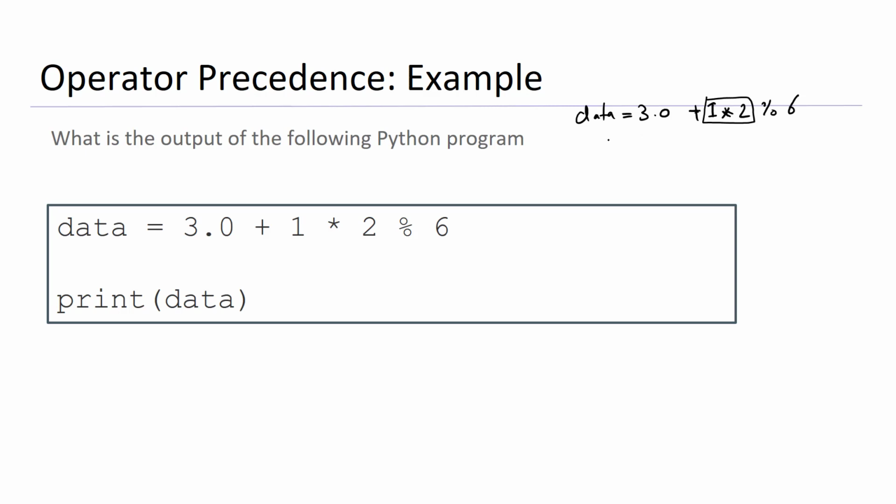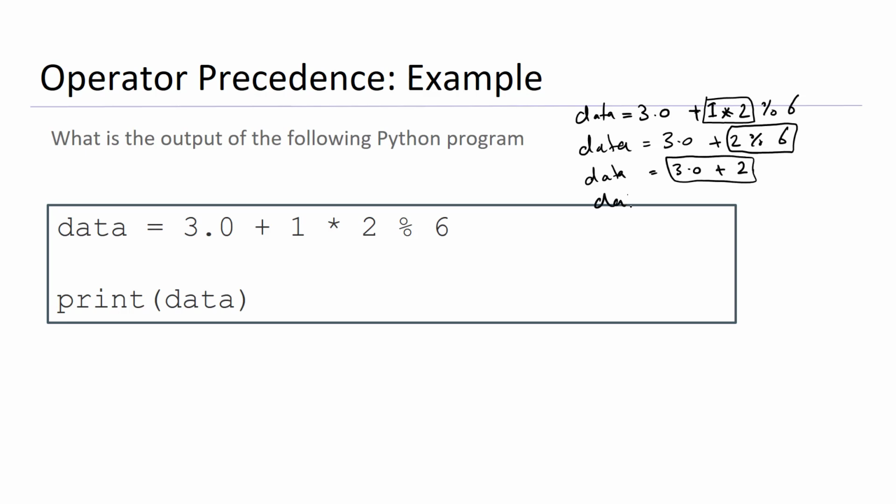So after evaluating this part, now the statement will be data equal 3.0 plus, so 1 times 2 is 2, modulus 6. And the second highest one in this case is 2 modulus 6. So 2 modulus 6, the remainder of dividing 2 by 6, is 2. So the second thing that gets evaluated is 3.0 plus 2. And then we have only one operator, and that evaluates to 5.0.